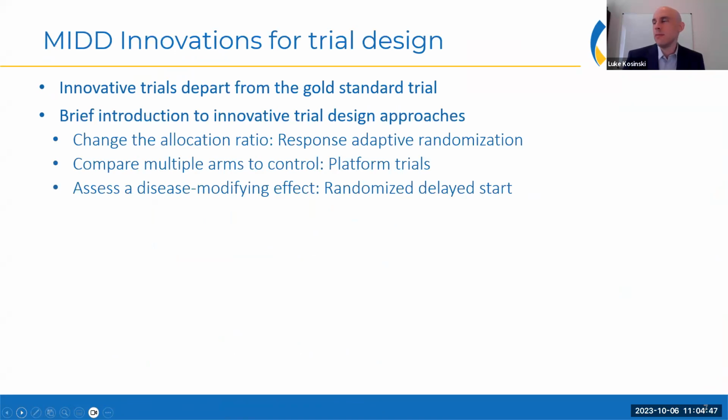Okay, so innovative trial design methods depart from the gold standard clinical trial. So we think of the gold standard trial, we have a single treatment group, a single control group. There's a lot of features of it, and there's different ways we can adjust it for different reasons. And I'll talk about just a couple select methods today. I'm not really going to go into any of the statistics. This is going to be very high level in terms of the overview. I'll just give you an introduction to a couple of these methods and what they're designed to do.